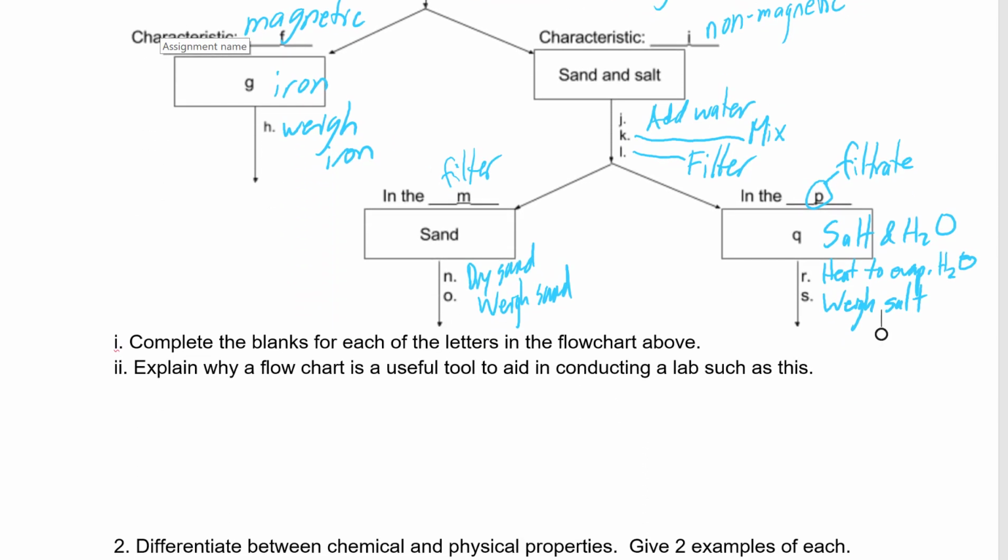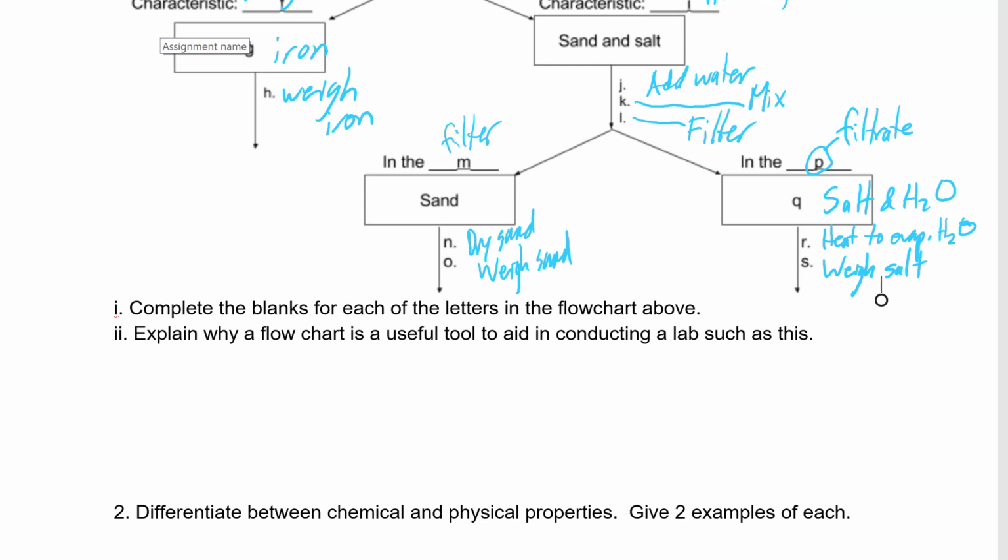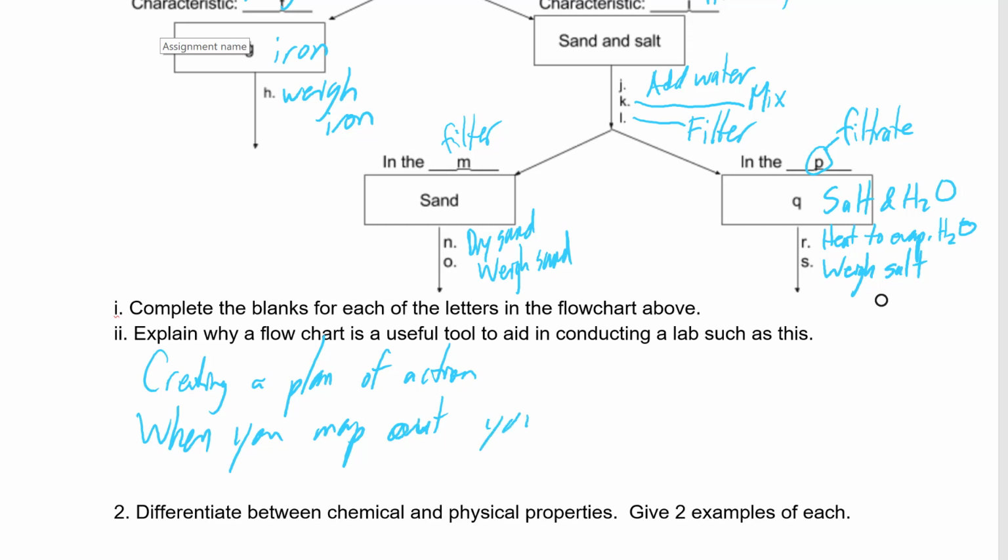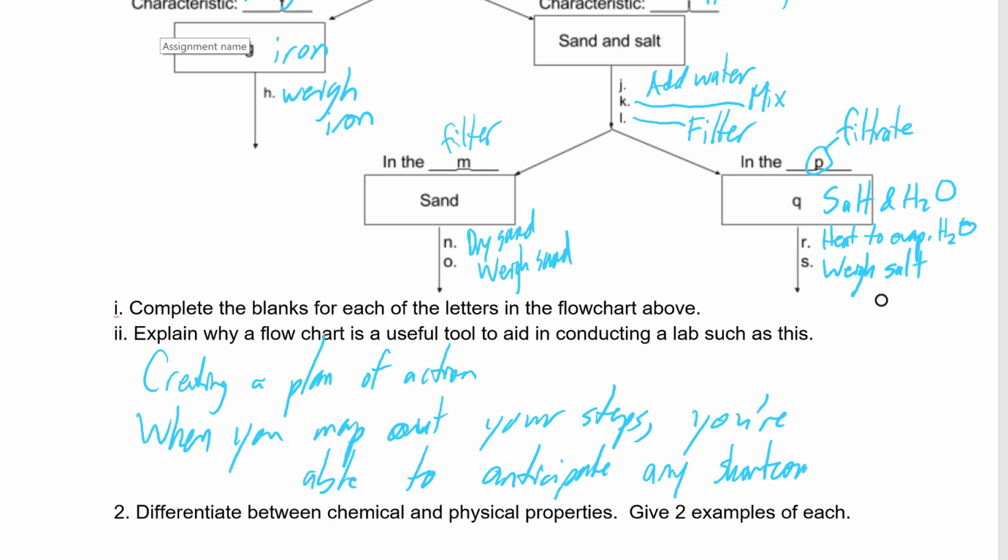Number two, explain why a flowchart is useful to aid in conducting a lab such as this. Well, basically you're creating a plan of action, and when you map out your steps, you're able to anticipate any shortcomings of your procedure. Okay.